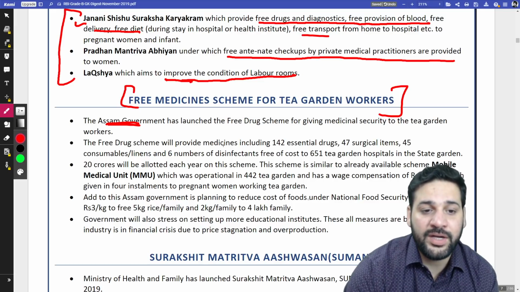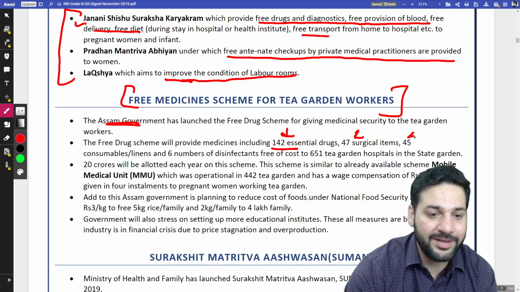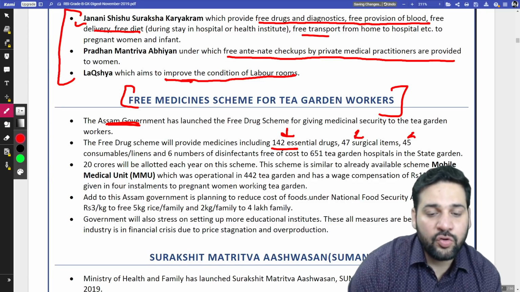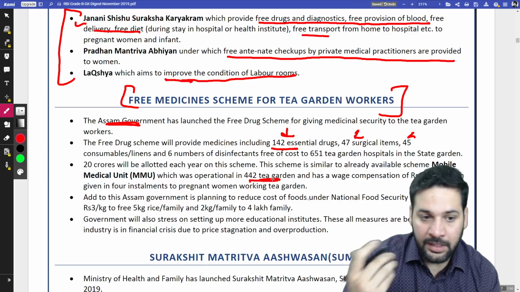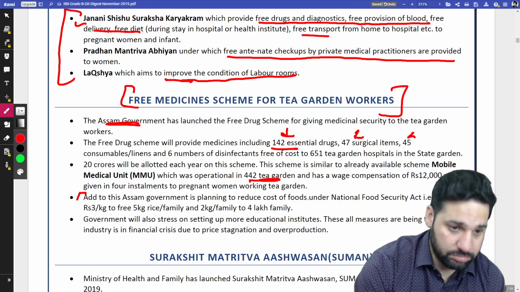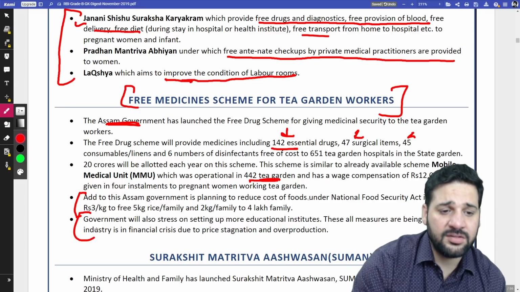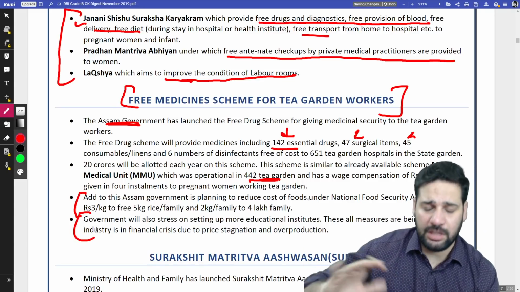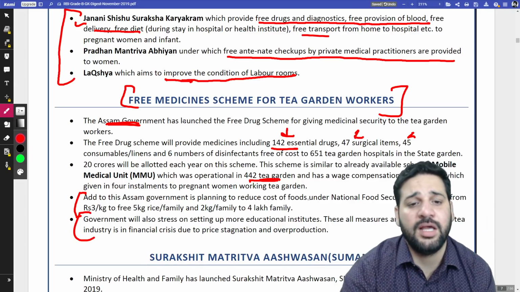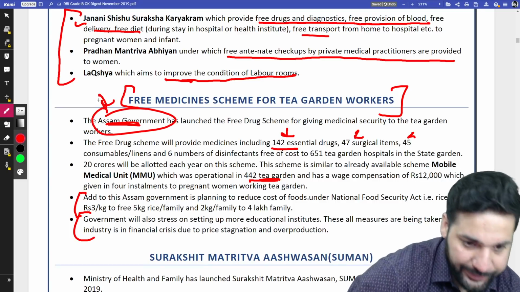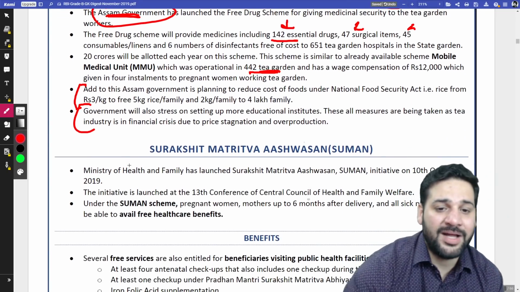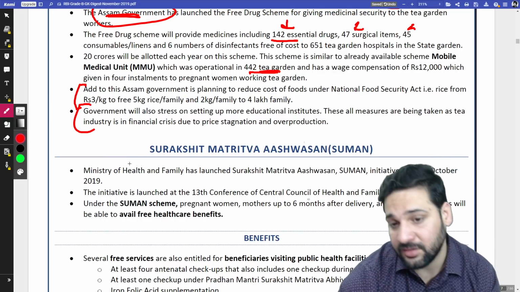So the free drug scheme will provide 142 essential drugs, surgical items, and consumable linens and all. 442 tea gardens are part of it. And add to this, the state government will provide the educational institutes, and a lot of good steps are there. But in this whole scheme, the Assam government is important. Okay, Surakshit Matritva Ashvasan Suman scheme.